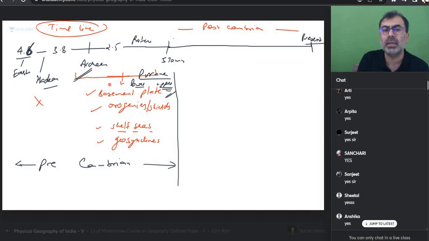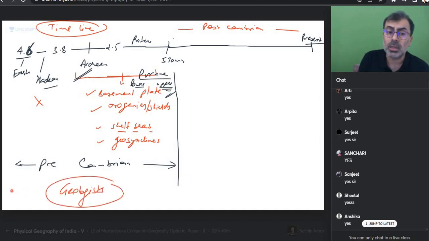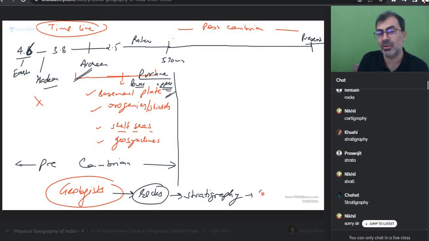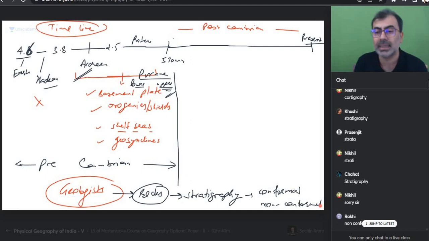Who is able to tell us all this? Remember, geologists are telling us all this. How are they aware of all this? How do they get that idea? Rocks. What do they see about the rocks? Sir, stratigraphy. Not cartography, Nikhil. Stratigraphy. Stratigraphy can be conformal, normally conformal. Otherwise, what will it be? Non-conformal. In both cases, they can tell us what is there.